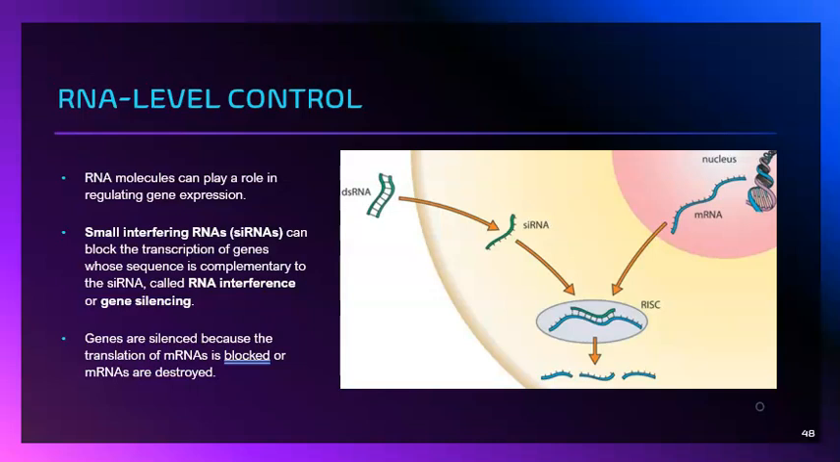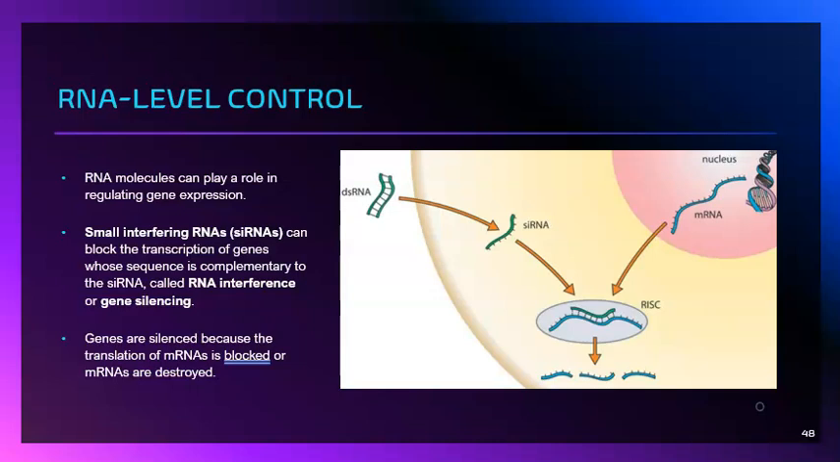RNA molecules can also play a role in regulating gene expression. So we have these small interfering RNAs, which we call siRNAs, and they can block the transcription of genes whose sequence is complementary to the siRNA, called RNA interference. And this is also called gene silencing. I more often hear it referred to as gene silencing.